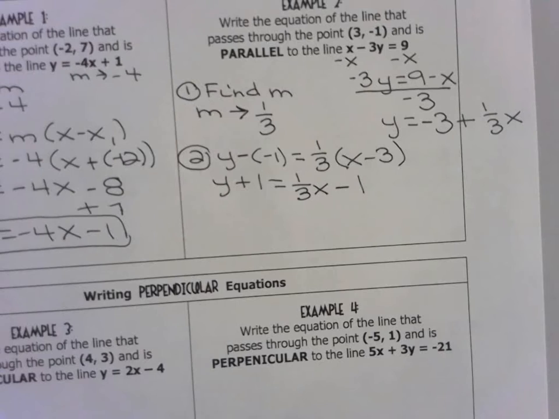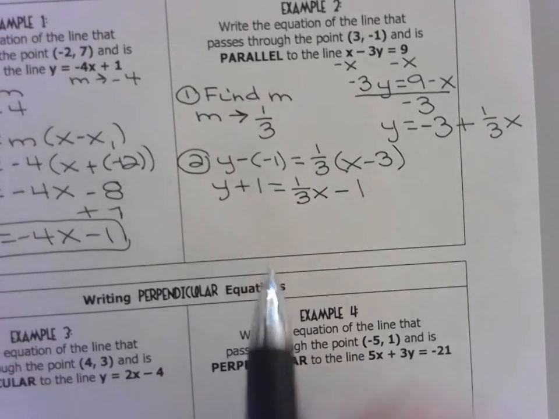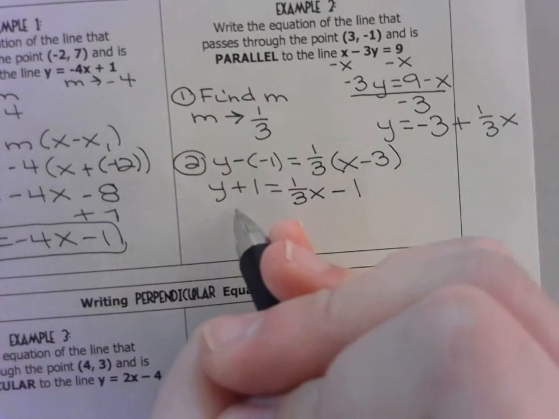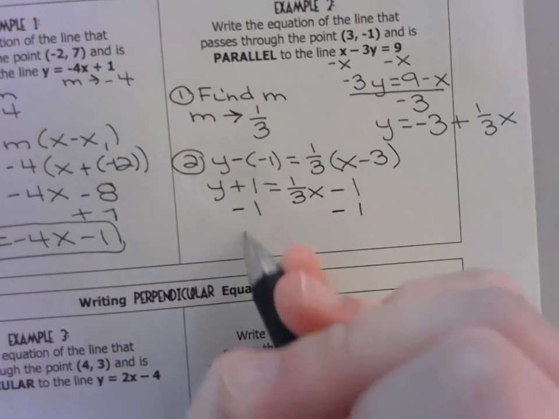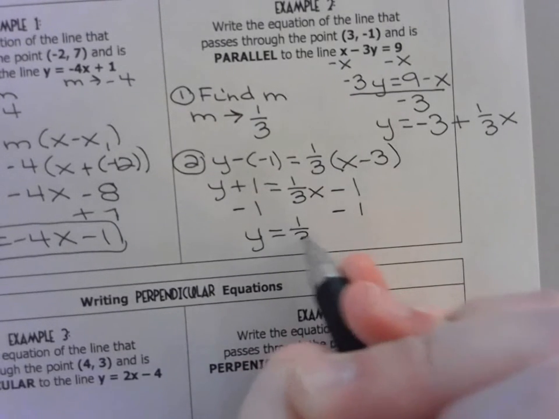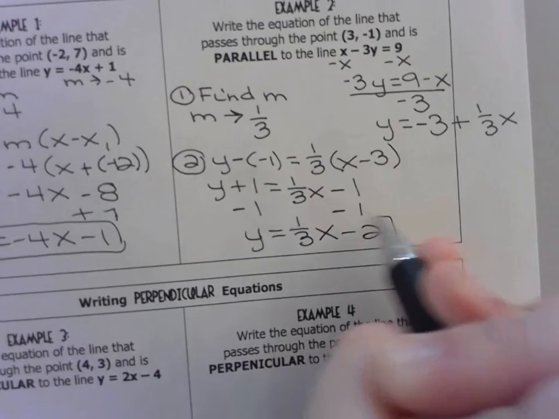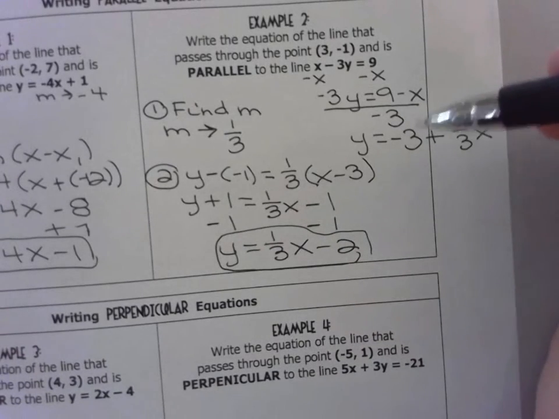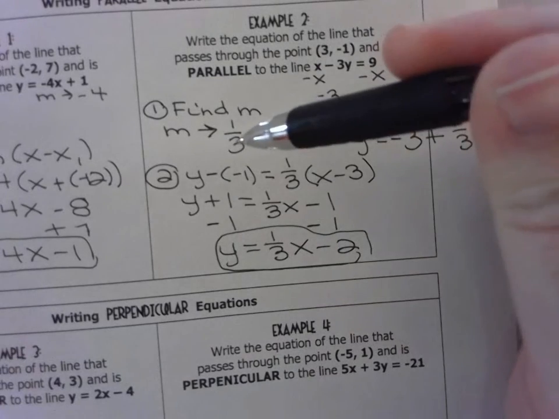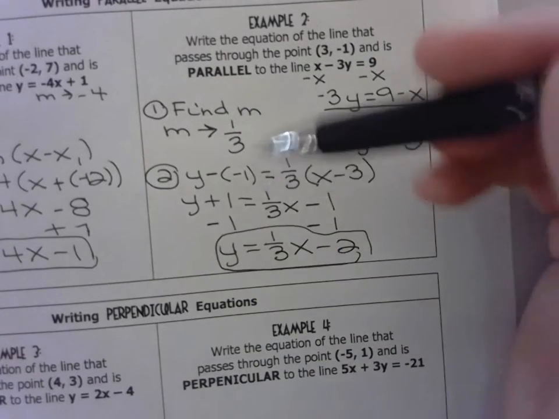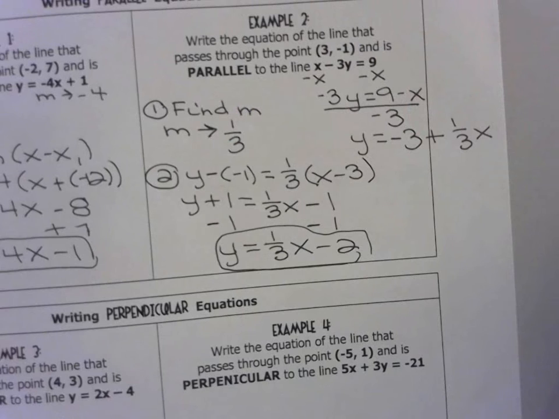Okay, let's solve for y. What do I do to solve for y? Minus 1, minus 1. y equals 1/3 x minus 2, and that's your equation. So the key thing is, find the slope of the equation they give you, and then you know your slope is parallel, so that tells you your slope because they have to be the same. And then you do it the same way we've done before.